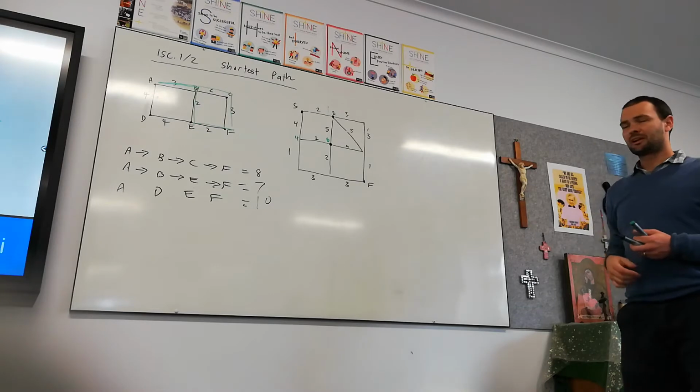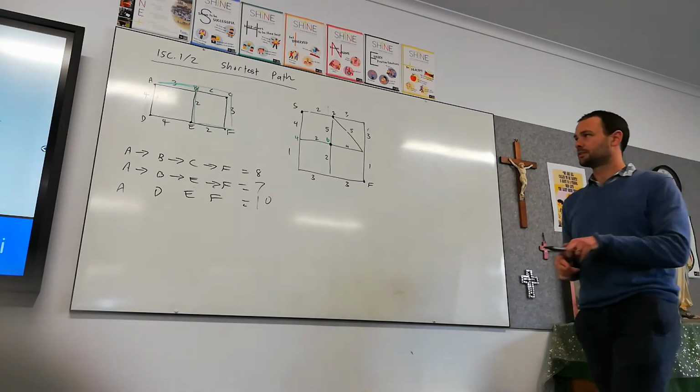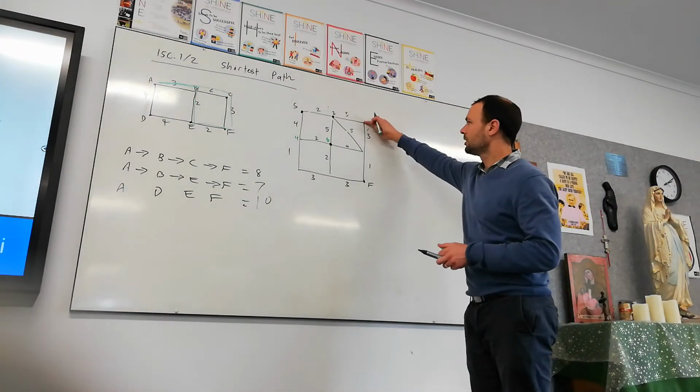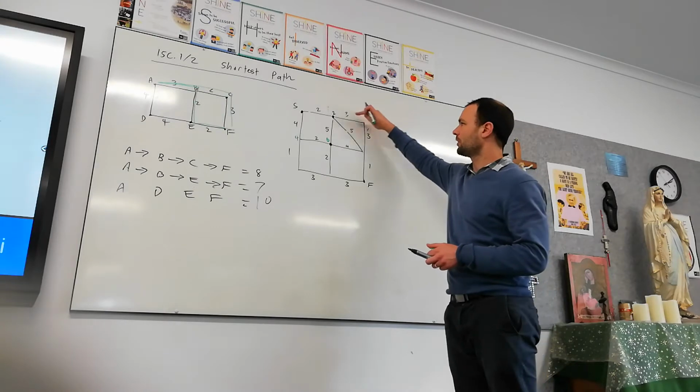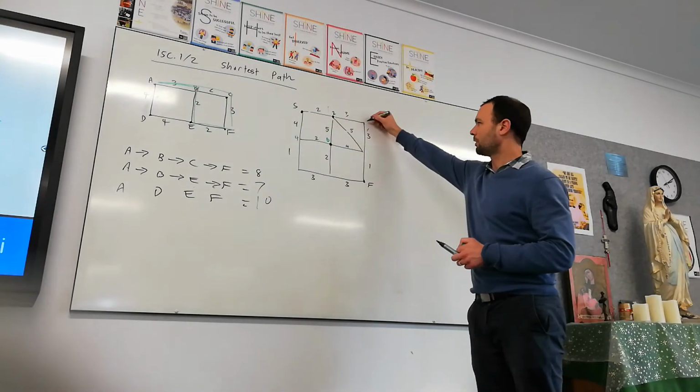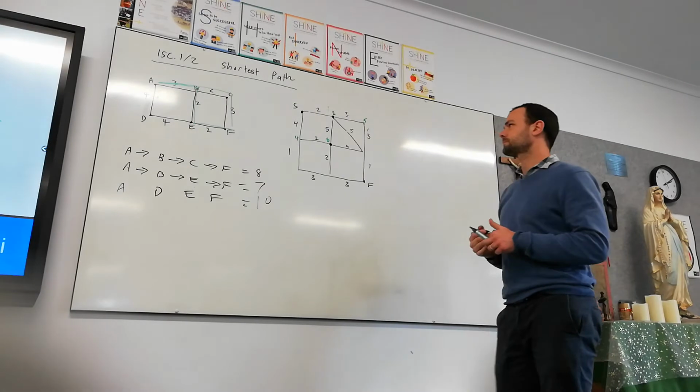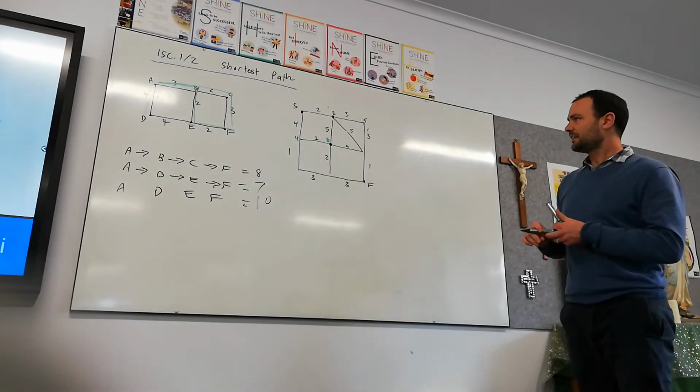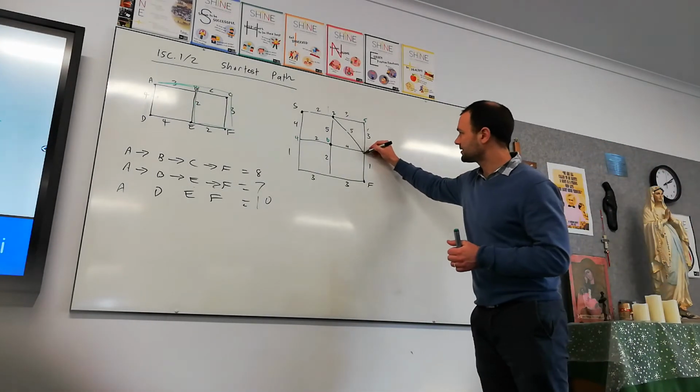Okay. And we've got to do that to every node. So we're looking up here. The only way we can get there is if we travel the whole way along this length, which is 5. Okay? Then let's consider this node.